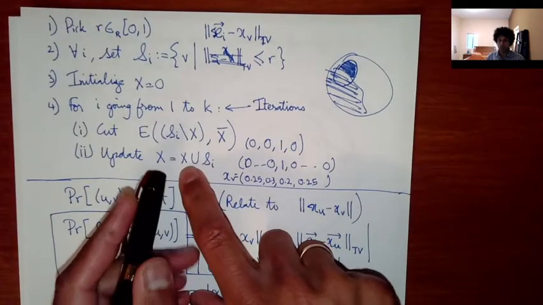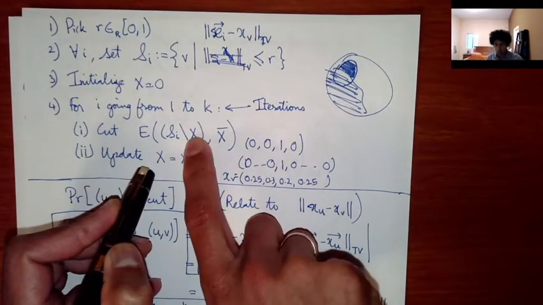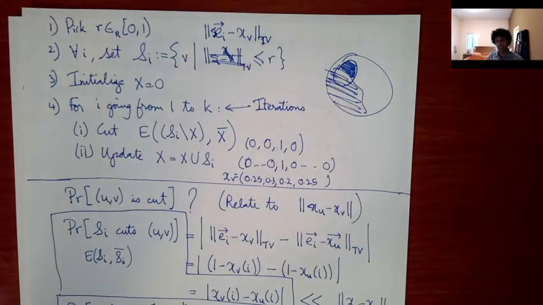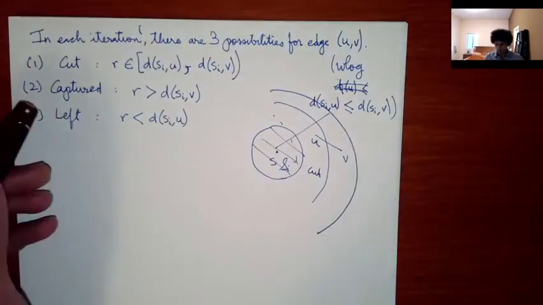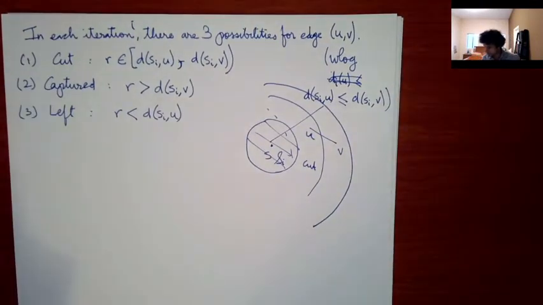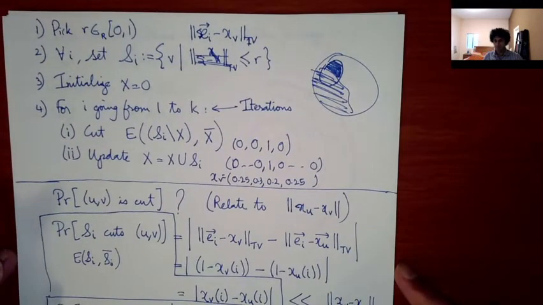What we're doing now is that X will then contain Si, and in the subsequent iterations, we always do not cut edges within X. We never cut an edge that is inside X. We only look at edges that go outside of X. Is that a problem? Why is that a problem? You're just being safe, right?